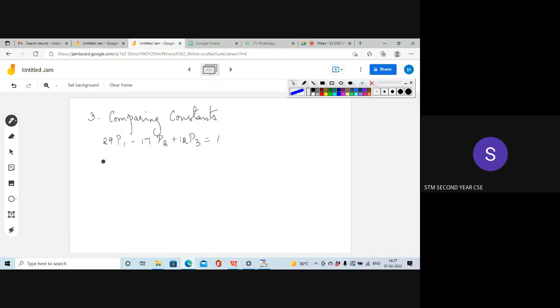So we know the value of P1, 1 by 4, minus 17 into P2. P2 is 13 by 24. We had found it now. Then 12 P3 is equal to 1. Now we know all the values. Solve this and find the value of P3. You get P3 is equal to 71 by 288. Okay. Now we have got all the three constants P1, P2 and P3.